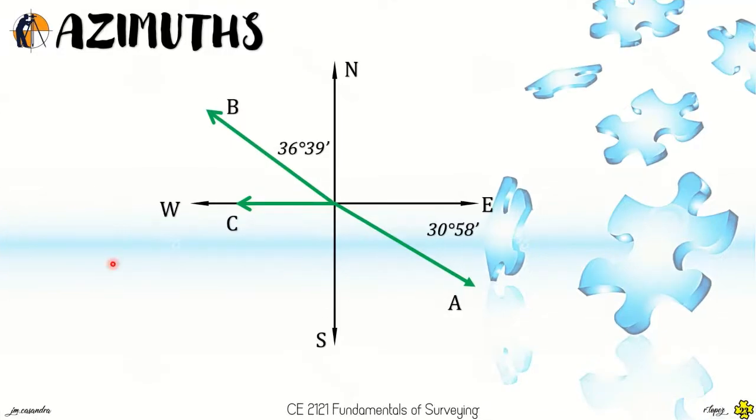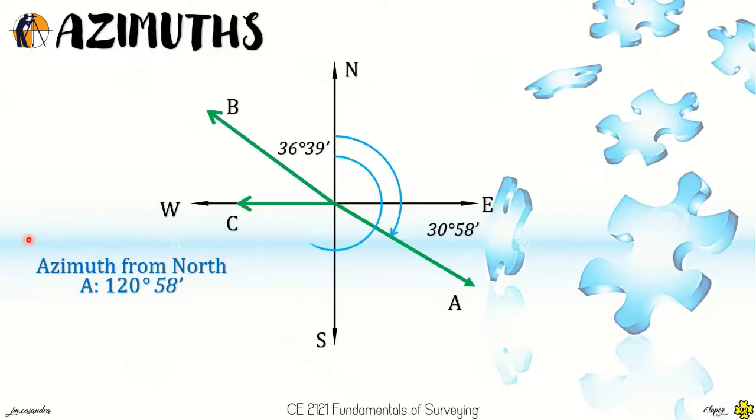So to give us an example, let's take lines A, B, and C. So we take the azimuth from the north for line A. It will be 90 plus 30 degrees 58 minutes, which is 120 degrees 58 minutes. For line B, it is 270 plus 36 degrees 39 minutes, or that's 306 degrees 39 minutes. Line C, we have 270 degrees.